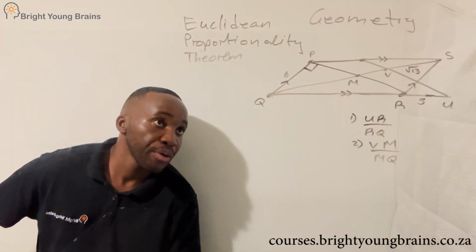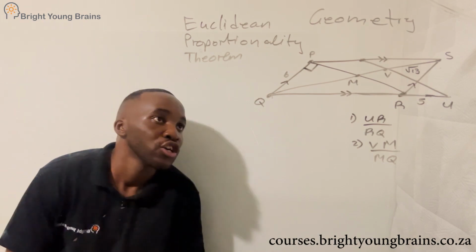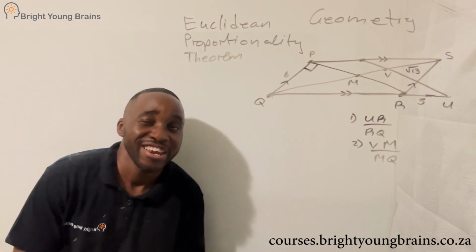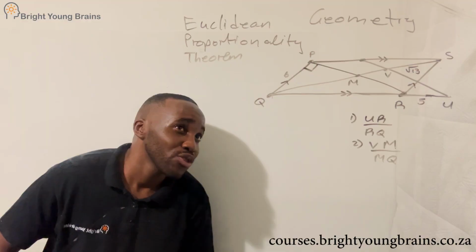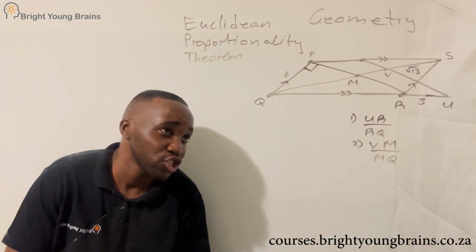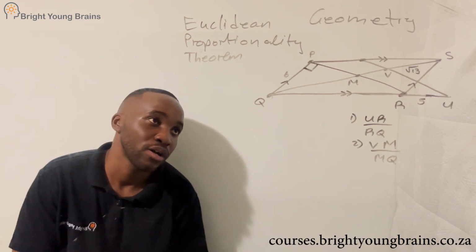In this video, we are working on this Euclidean geometry question. It's clearly on the proportionality theorem from grade 12. So the one thing that is clearly given in the sketch is a parallelogram.